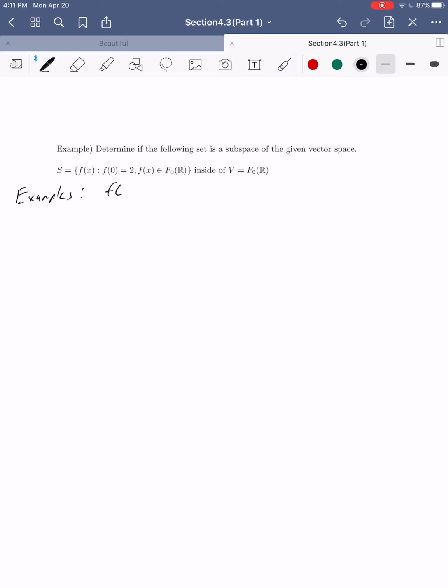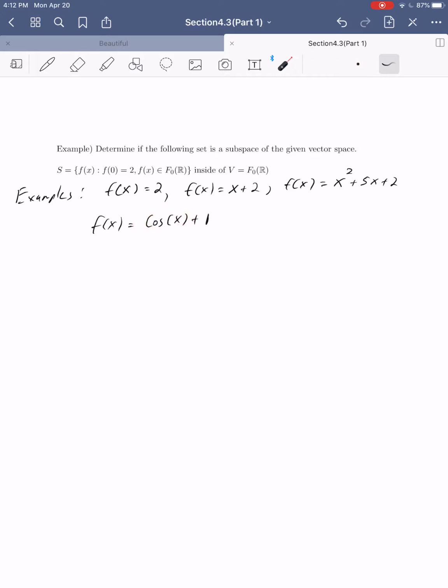Well, you could have something like f of x equals 2, right? If I plug in 0, I will get 2. Something like f of x equals x plus 2, right? I plug in 0, I get out 2. You could have something like f of x equals x squared plus 5x plus 2. Plug in 0, those will 0 out, and you'll get 2. You could have something like, how about cosine x plus 1. Plug in 0, that'll be 1, plus 1, that'll be 2, so that guy's in there. All of these are examples.